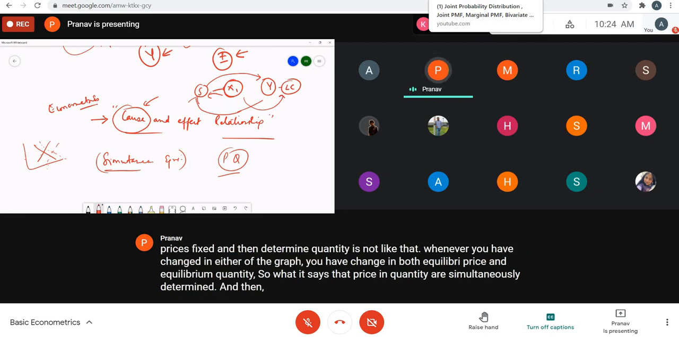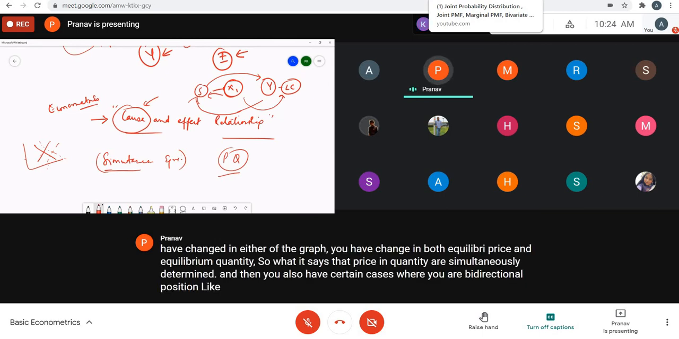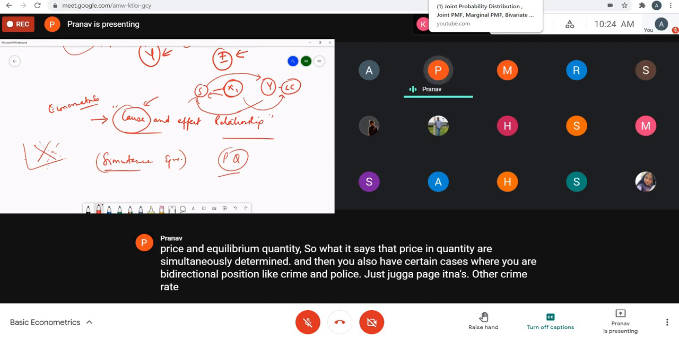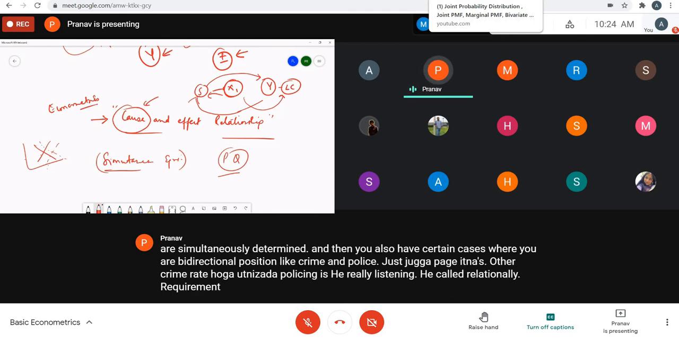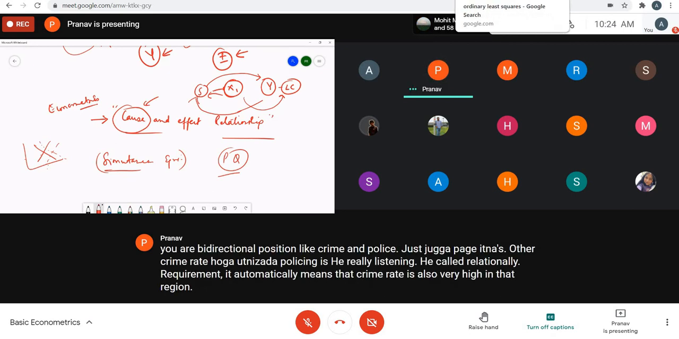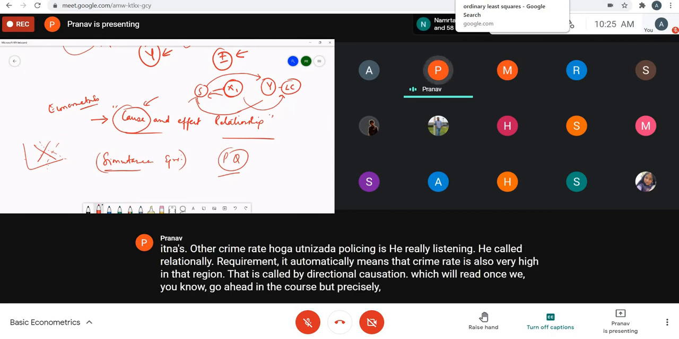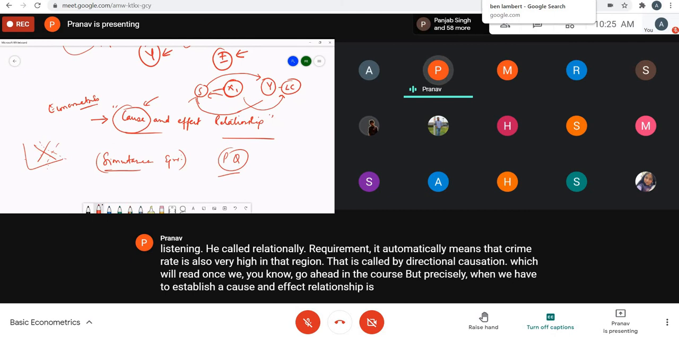And then you also have certain cases where you have a bidirectional position, like crime and police. In a place where the crime rate is higher, more policing will be needed; that is one relation. Another relation is that where a lot of police is required, it automatically means that the crime rate is also very high in that region. So that is called bidirectional causation, which we'll read once we go ahead in the course. But precisely where we have to establish a cause and effect relationship is exactly where we use econometrics.